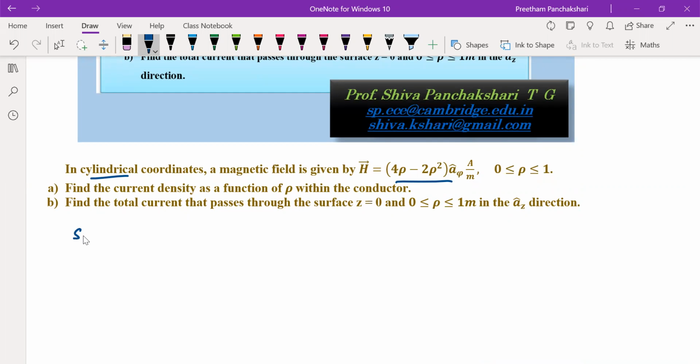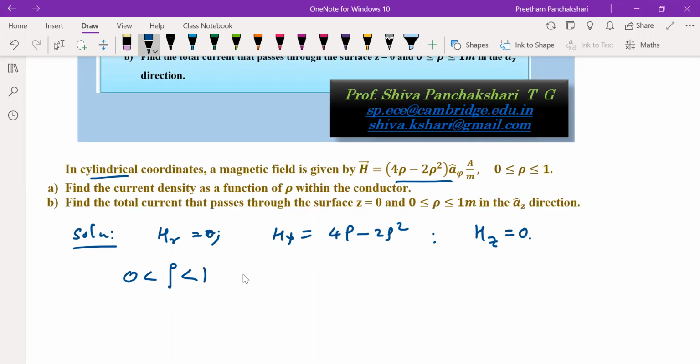So the solution part, we shall note down the components of H. Rho component doesn't exist, it's 0. Phi component, 4 rho minus 2 rho square, is present. Z component also does not exist. There is only one unit vector, a cap phi. So rho varies from 0 to 1. Here it is mentioned meter, so everything can be taken in terms of meter.